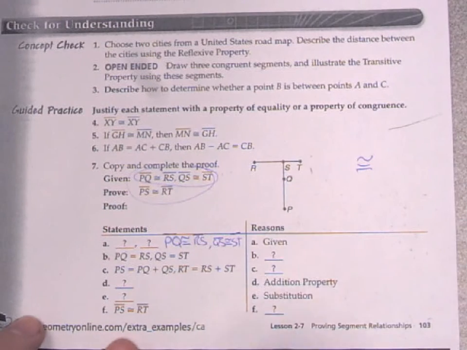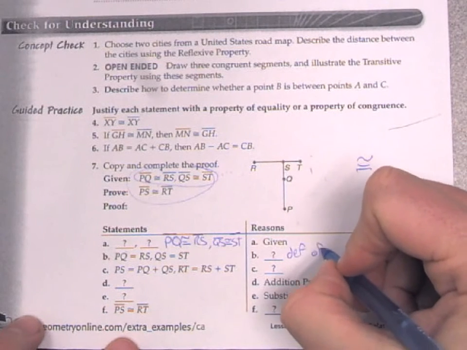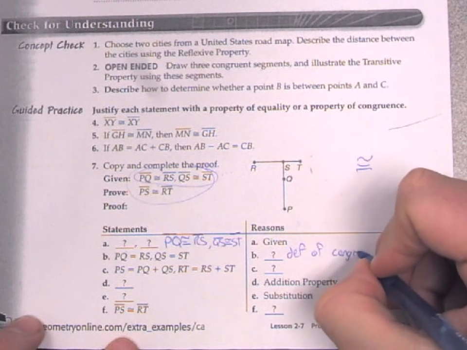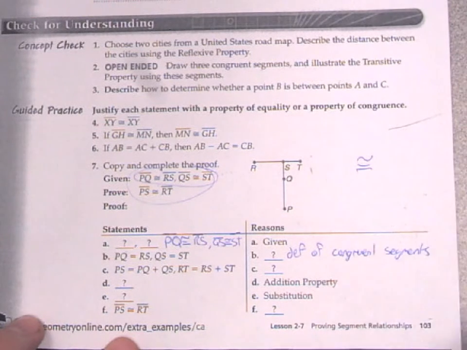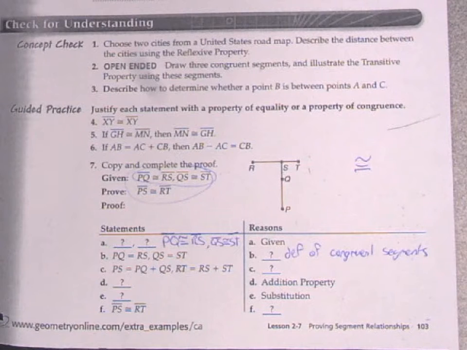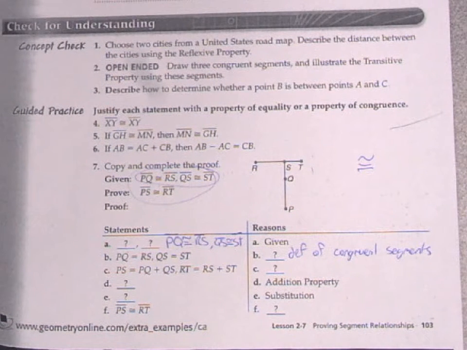The justification for that, or the reason we can do that, is the definition of congruent segments. Congruent segments mean they have the same measure. That's how I can transfer from congruence to measurement. Now the reason I want to do that is because I get all kinds of properties of equality that I can use, like addition property and substitution property.